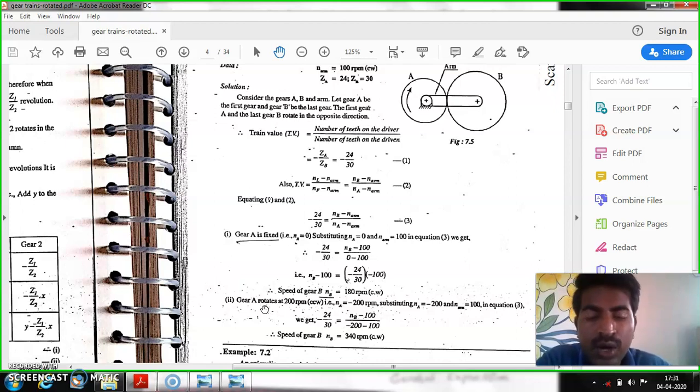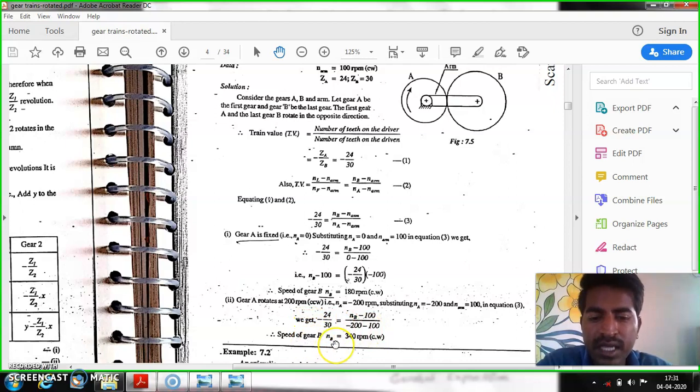In this case, you have to take it as a negative sign. NA is equal to minus 200 and N arm is already given as 100 rpm. Then what will be the speed of B? Again, put these data in equation number 3, because this is the generalized expression. So again, minus 24 by 30 is equal to NB minus 100 divided by minus 200 minus 100. This is minus 300, take it to this side and simplify.